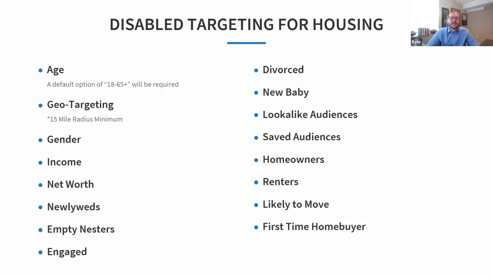Age. So the default option will be 18 to 65. Geo-targeting, you used to be able to pick a much smaller radius. Now there's a larger 15-mile radius that you have to choose from. That may not sound like a lot now, but you know, Maryland's not that big when you look at it as a radius like that. Gender, income, net worth, newlyweds, empty nester. I mean, you can see all the categories that they disabled. It's no longer for us to choose now that we have the targeting options limited for us.